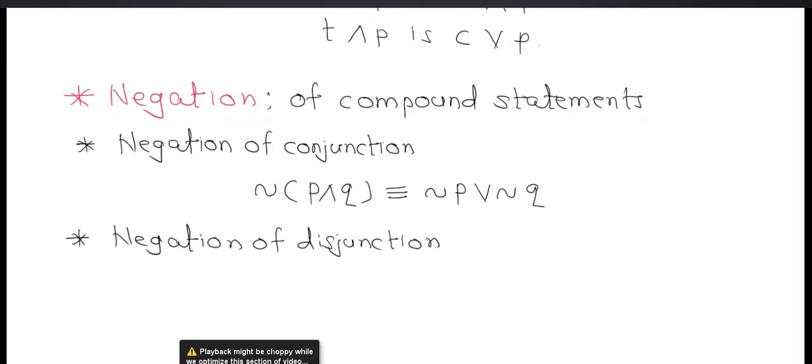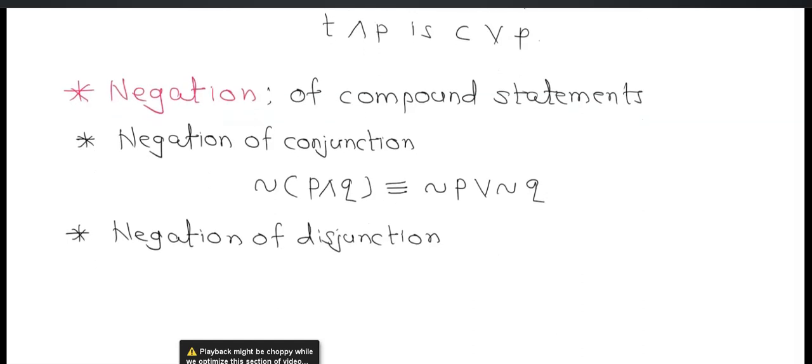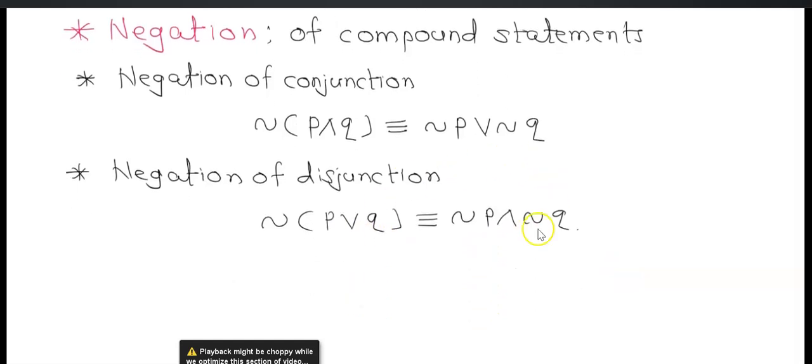Next, negation of disjunction. That is, the negation of P or Q is negation of P and negation of Q. In this case, OR becomes AND, and both P and Q become negations.